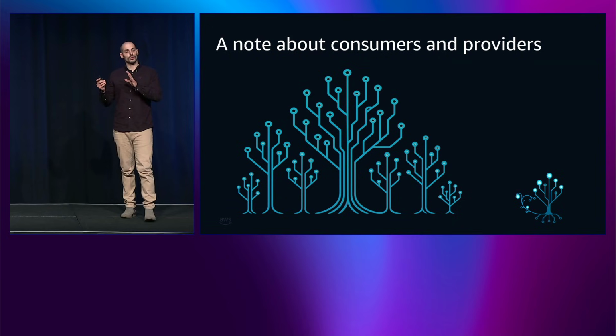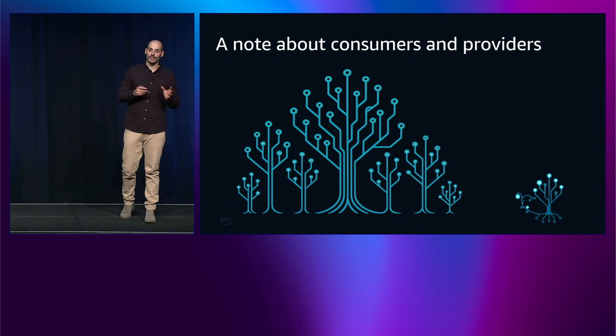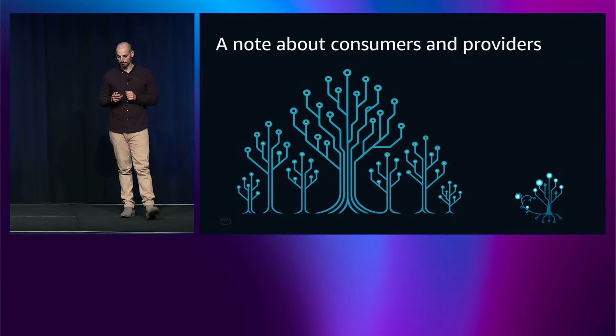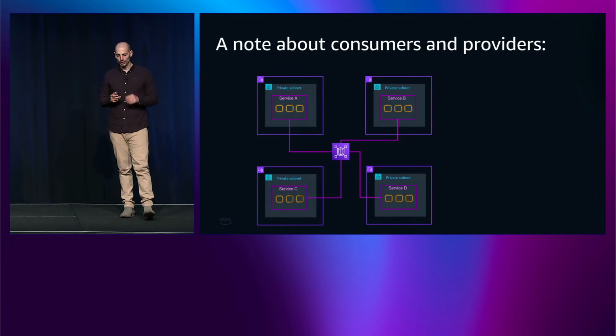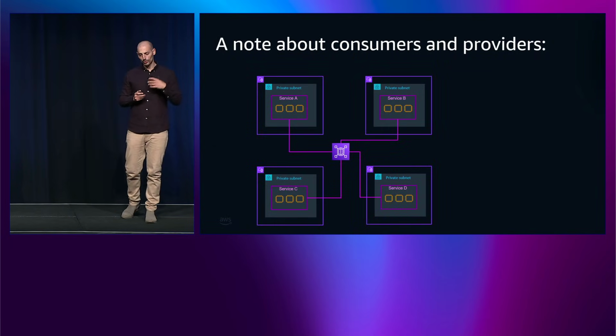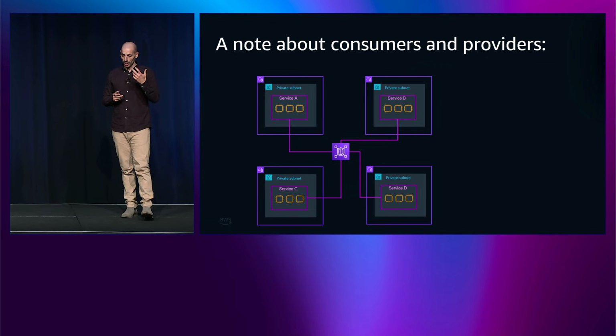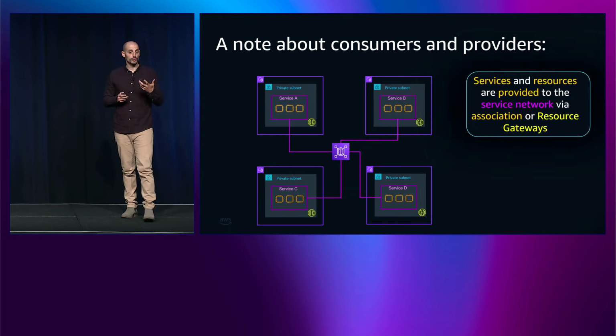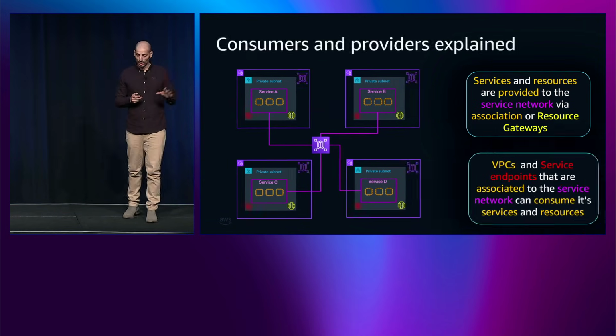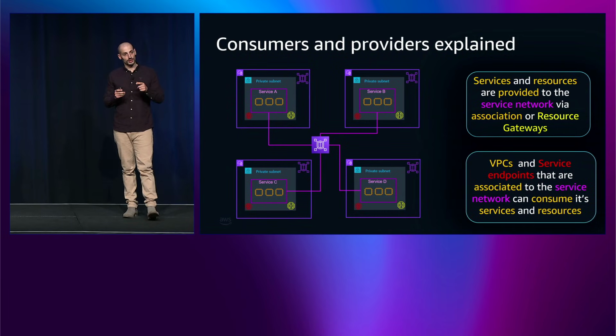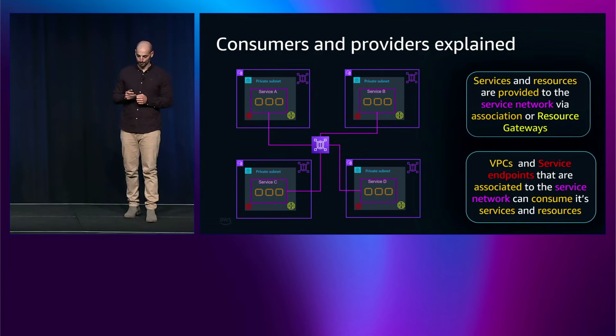As I said, there's the concept of providers and consumers, and I'd like to first clarify what we mean by that. Here on the screen, you see there are 4 services, and what we call a provider is a service or a resource that you provide to the service network by either associating the service to the service network or creating a resource gateway. Those are what we call providers. On the other hand, the consumers are the VPCs and the service endpoints that are associated to the service network, and they will be able to consume the services that have been exposed.